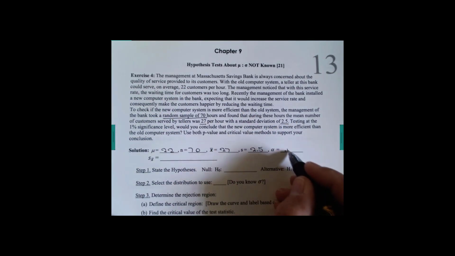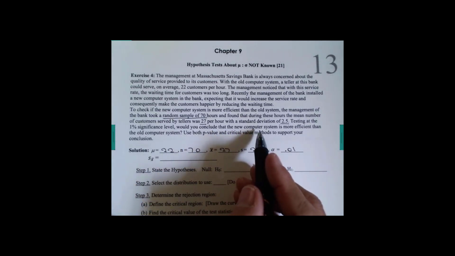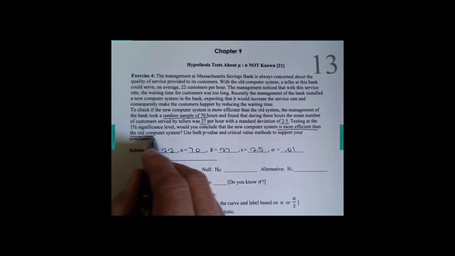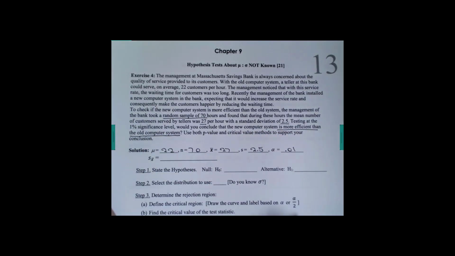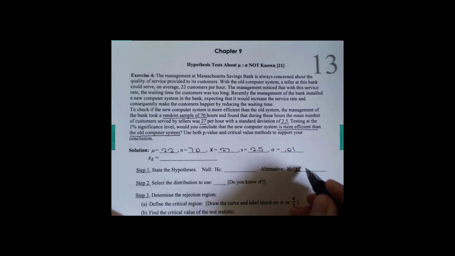Now, testing at the 1% significance level, there's my alpha. Would you conclude the new computer system is more efficient than the old? Now, that's kind of worded strangely. What would it have to be for the newest system to be more efficient than the old? We would need to be serving more customers per hour, right? We need to be serving more than the 22.